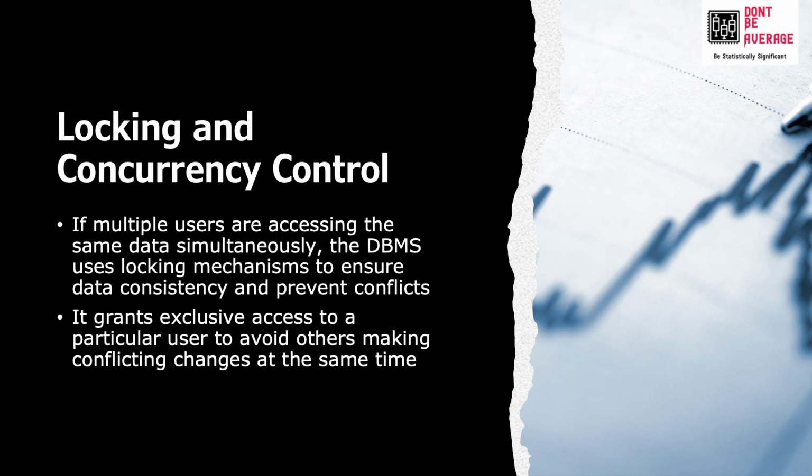Next step is locking and concurrency control, making sure nobody collides. If multiple users are accessing the same data simultaneously, then the DBMS uses a locking mechanism to ensure data consistency and prevent conflicts. It grants exclusive access to a particular user to avoid others making conflicting changes at the same time.